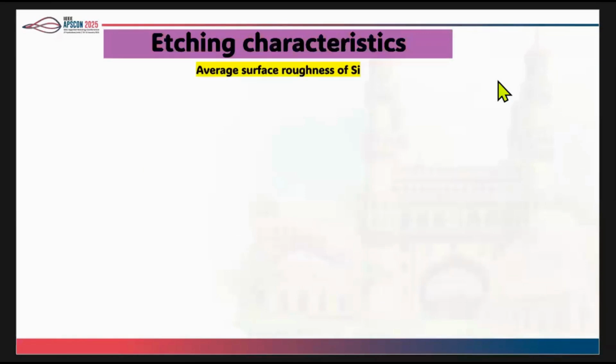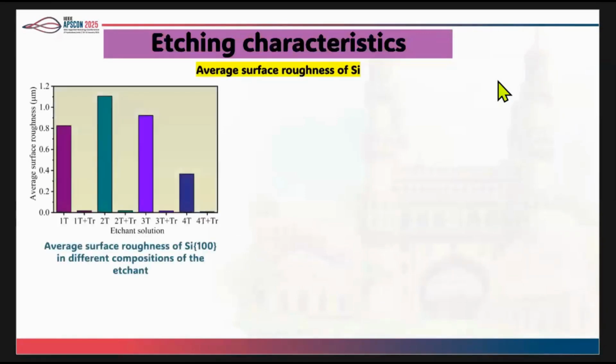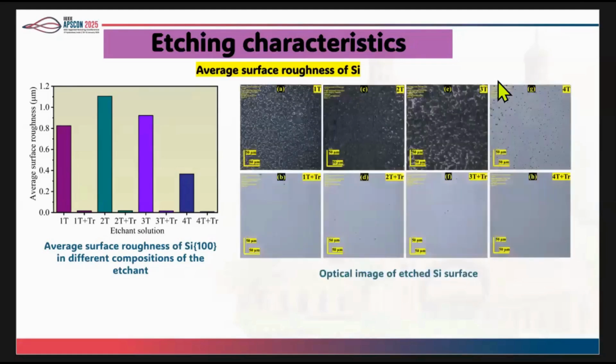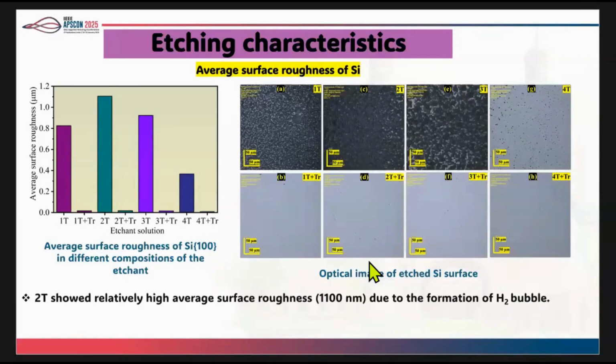The next etching characteristic is average surface roughness. As you can see in the graph, average surface roughness is shown with respect to different compositions of etchant. When you are using only TMAH, they have a rough surface. You can see in these figures, dense hillocks are formed. When you are adding Triton, you can see that the surface becomes very smooth.